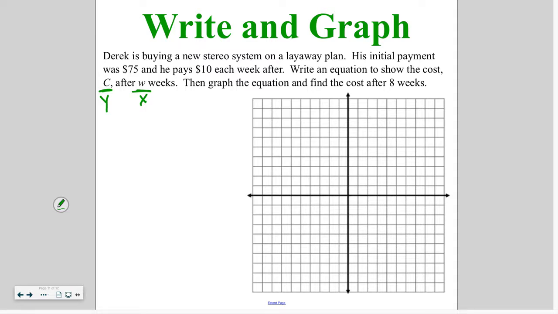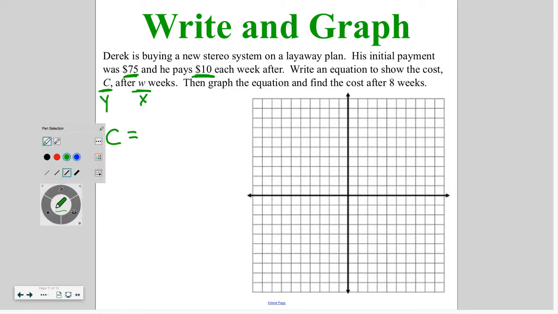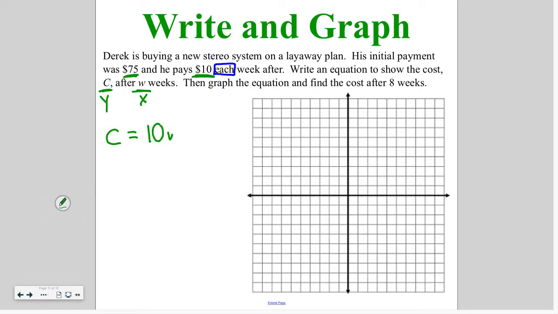So when we are looking at this, we want the cost is equal to, now we have 75 and 10. When you are looking to decide which one is the slope of the equation, there are two key words that you could look for, one of them being each, the other one would be per. That's going to tell you that that is continuing to increase as you go, so that is going to be your slope value. So we're going to say C is equal to 10W, $10 per week, plus the $75 he started with.